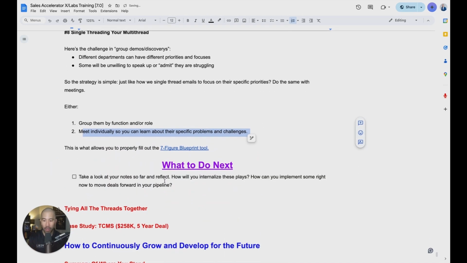Here's what you want to do. Take a look at all your notes so far and reflect. Okay, these are a lot of plays we covered. What I don't want you to do is just let it go in one ear and out the other. Think through, hey, how can I apply this literally right now?